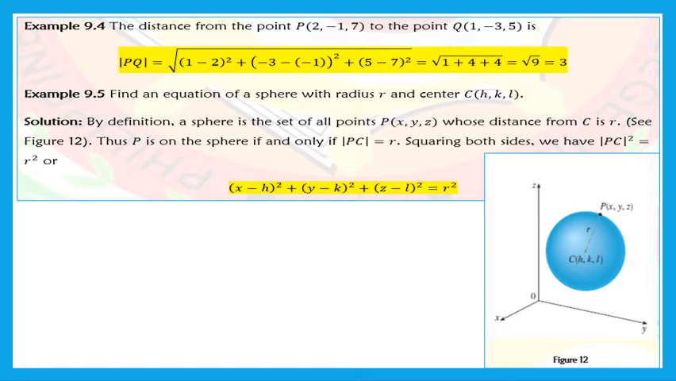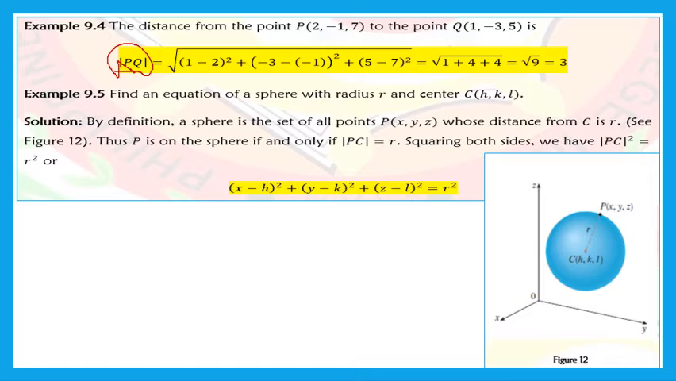For example, the distance from the point P(-1, 7) to the point Q(1, 3, -1, -3, and 5) is, okay, so the distance using the distance formula lang. So, x2 minus x1 is 1 minus 2, quantity squared, negative 3 minus negative 1, 5 minus 7. So, substitution na ang class. Ibig sabihin lang nito is the distance of the point P to the point Q. Okay, so just use the formula of the distance.